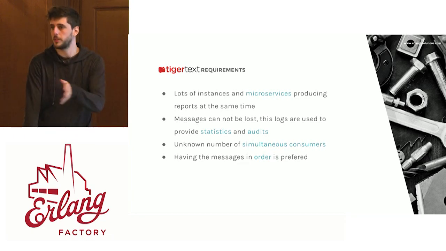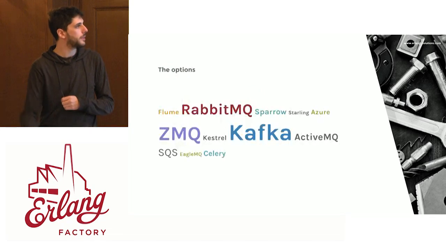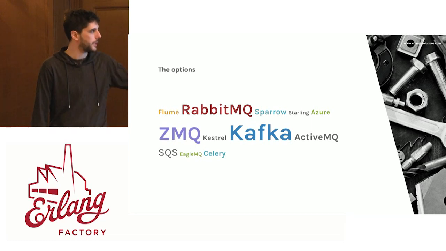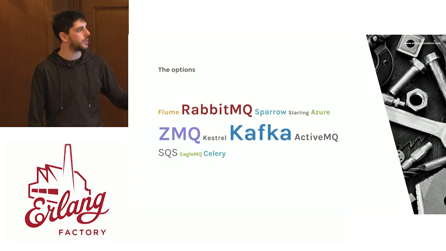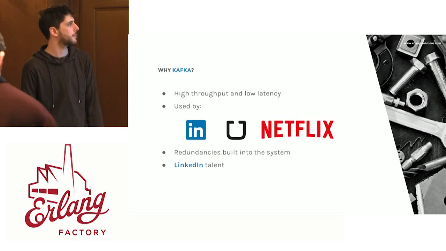And we're also using it for statistics. So losing things in general is not a good idea. We looked at the options, and we found quite a few. RabbitMQ is a great choice, ZeroMQ, Flume, they're all great choices, but we chose Kafka, and for a few reasons.